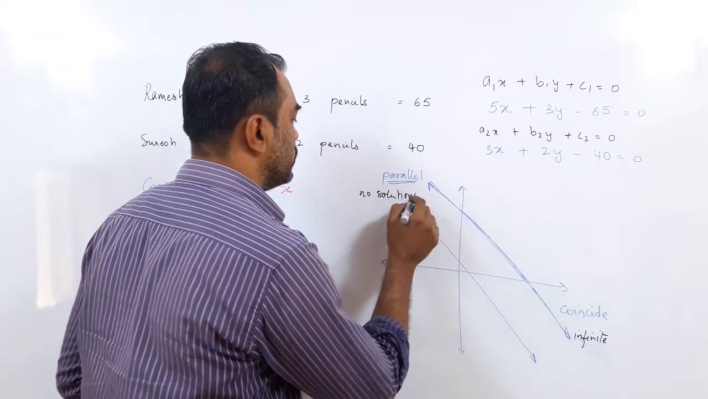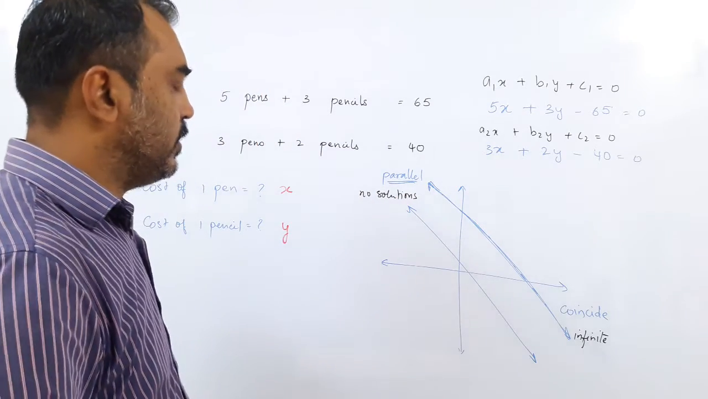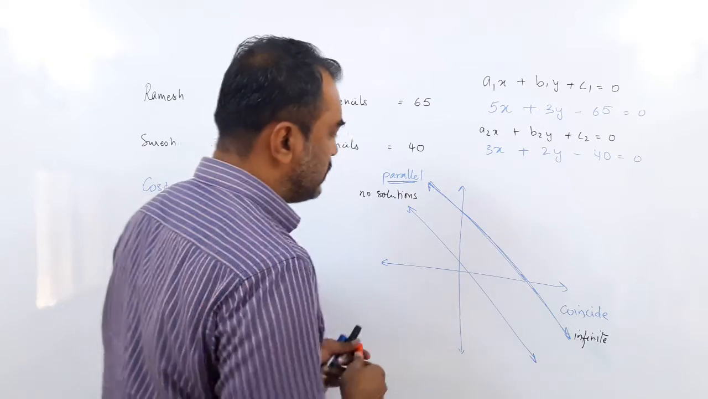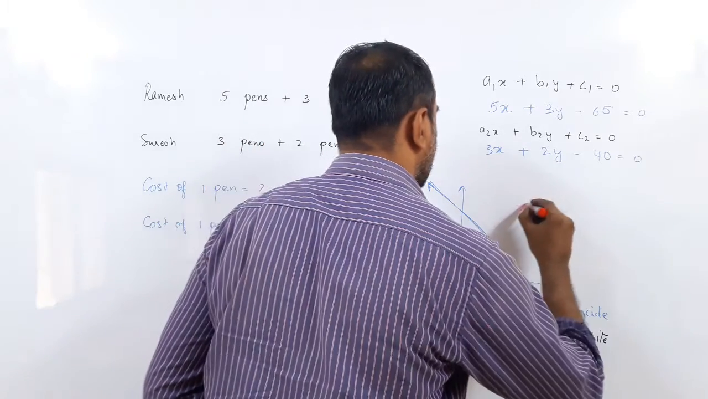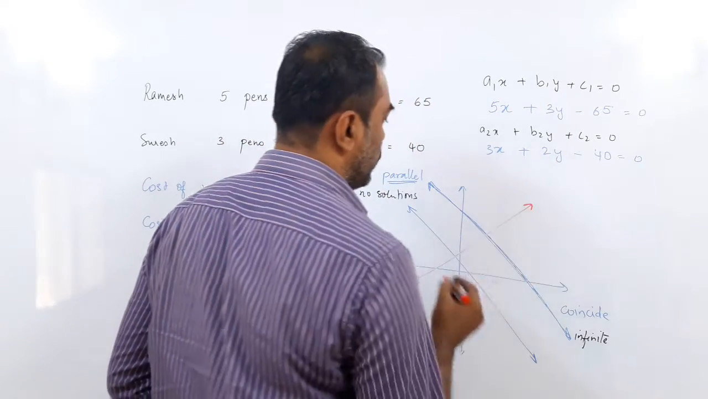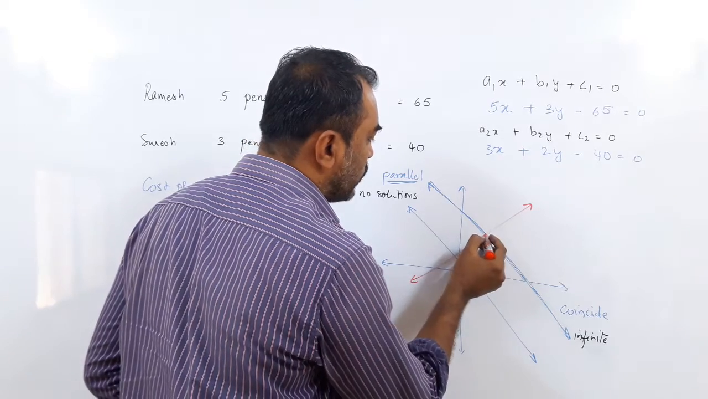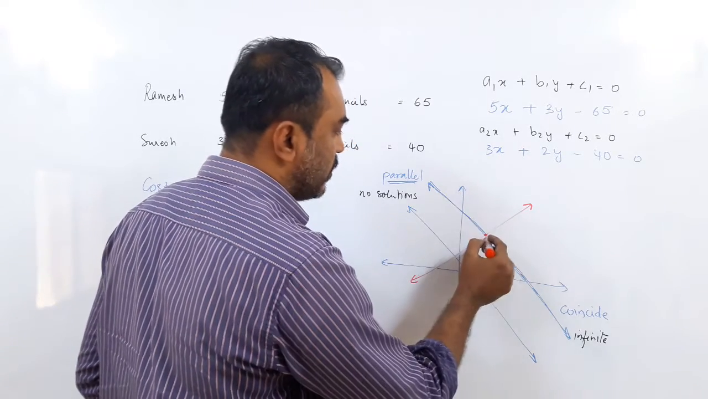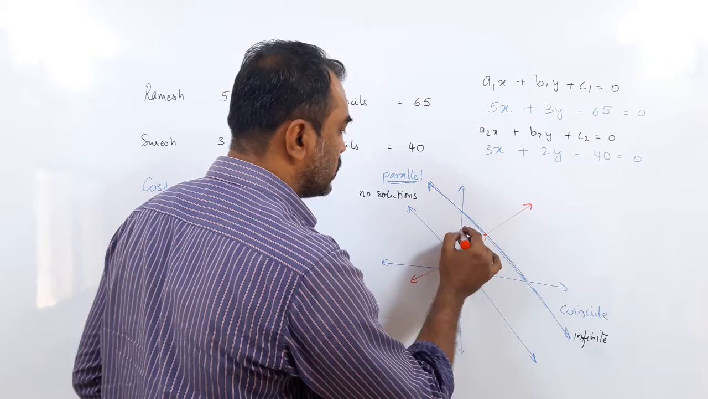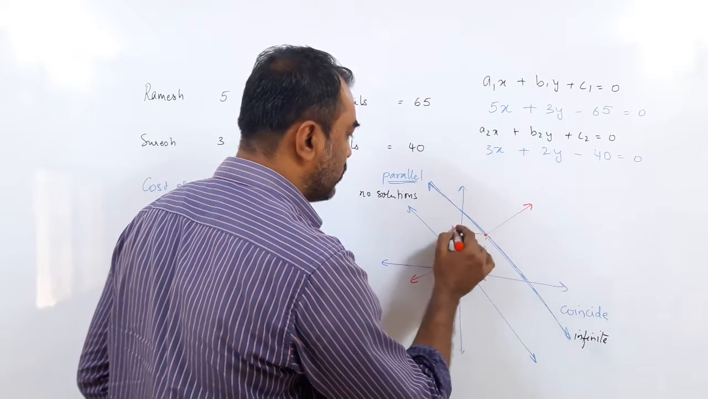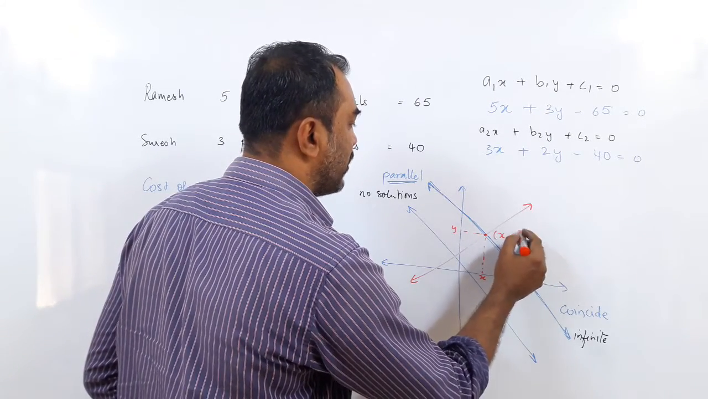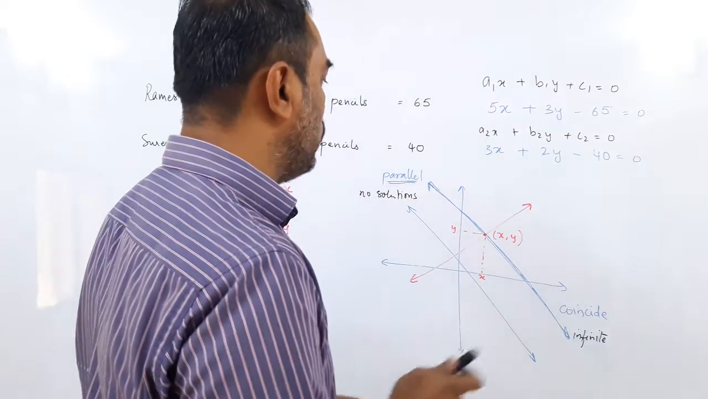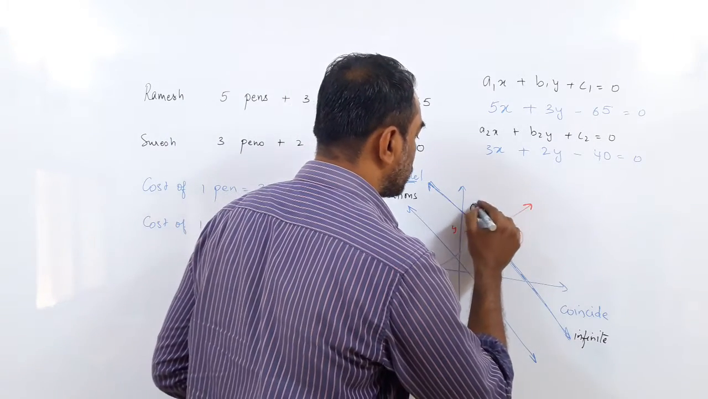No solutions. But if one line is this and the second line is this, then both lines intersect at one point, and this will be the solution. This will be the x and this will be the y. (x, y) will be the solution. So we have one solution.